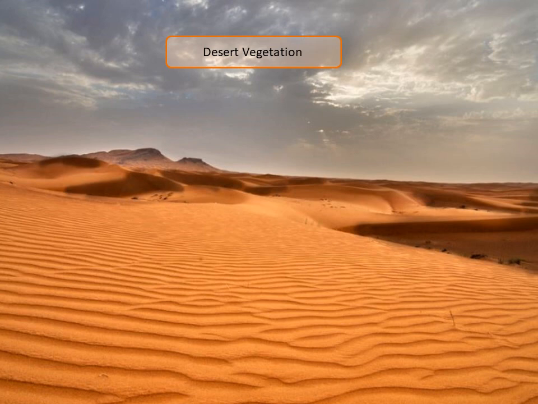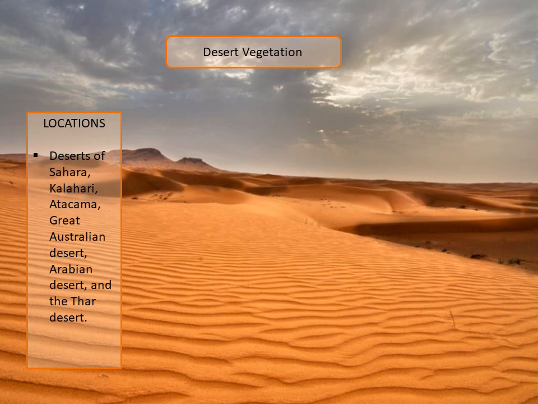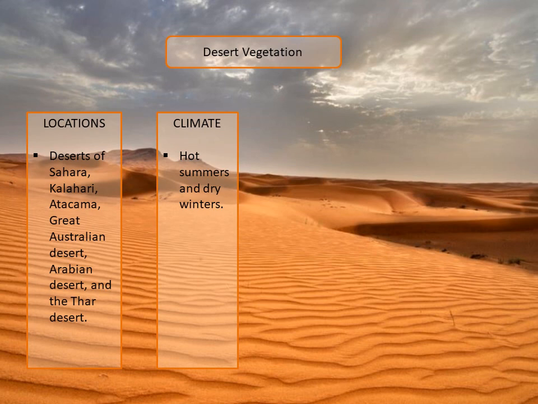Desert vegetation. The desert type of vegetation is found in hot deserts of the Sahara, Kalahari, Atacama, Great Australian Desert, Arabian Desert and the Thar Desert. These areas experience hot summers and dry winters. The rainfall is very scanty.